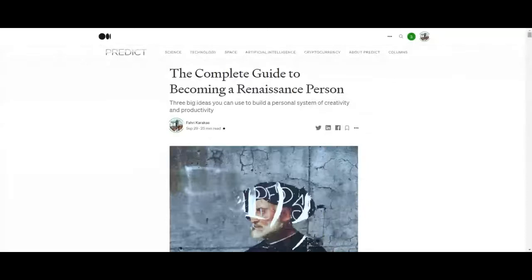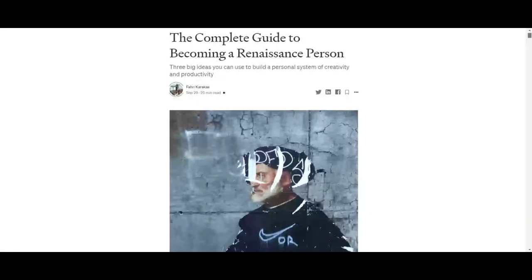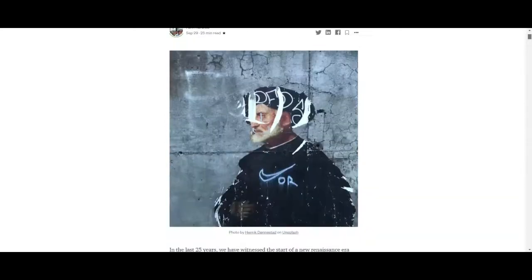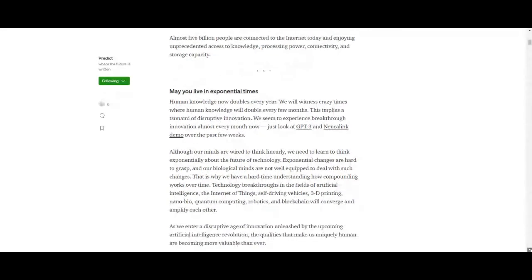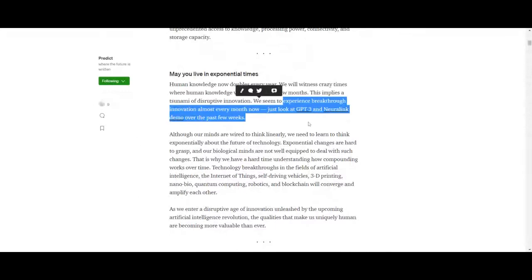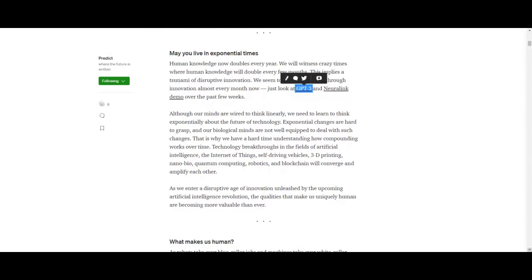So this is the article, The Complete Renaissance, the Complete Guide to Becoming a Renaissance Person. I think this article will help you a lot in your future career. So 3 big ideas you can use to build a personal system of creativity and productivity. So we are living in exponential times. Just look at these breakthrough innovations, GPT-3, Neuralink demo. There was another breakthrough innovation just last week. There are breakthrough innovations almost every week.